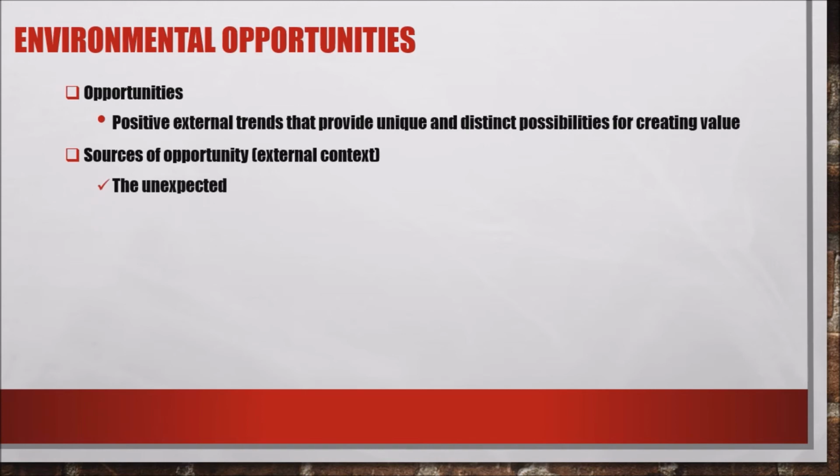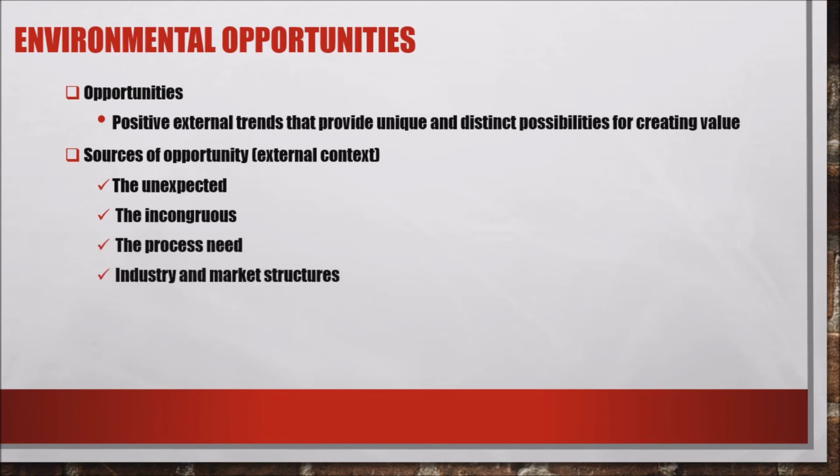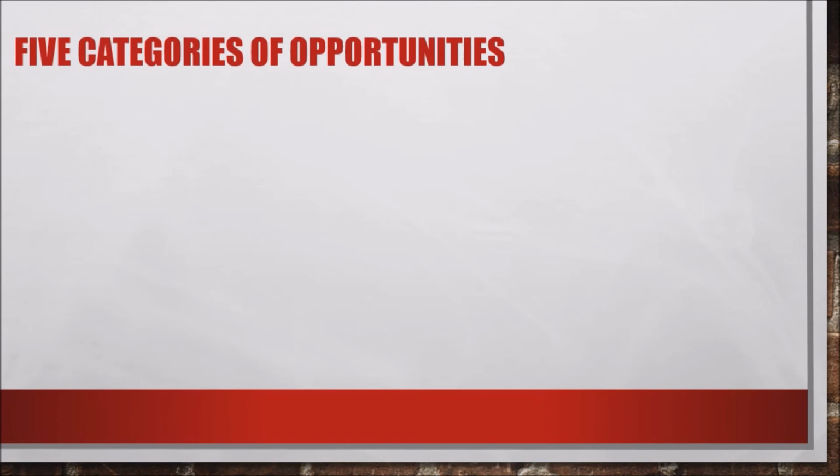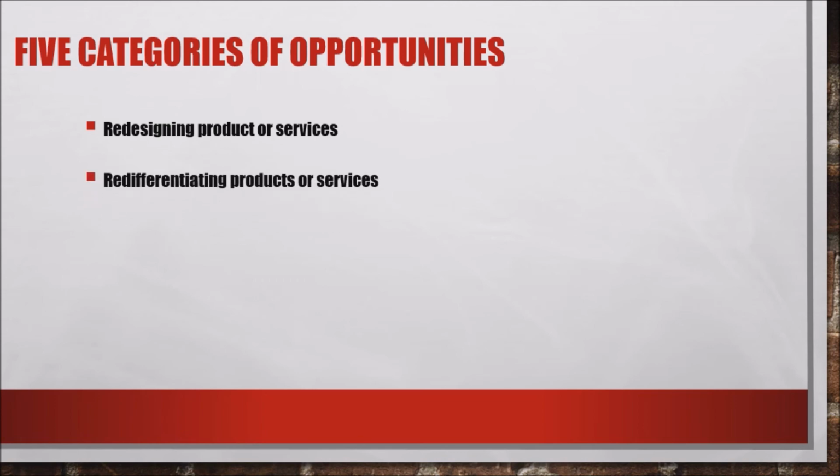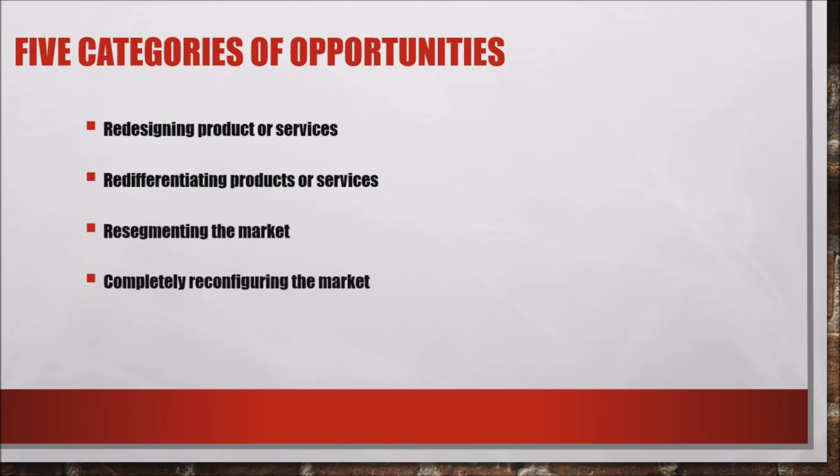The unexpected. The incongruous. The process need. Industry and market structures. Demographics. Change in perception. And new knowledge. Five categories of opportunities. Redesigning products or services. Redifferentiating products or services. Resegmenting the market. Completely reconfiguring the market. And developing breakthrough competitive strengths.